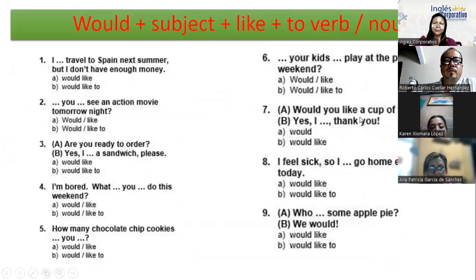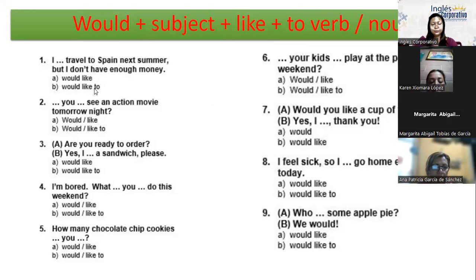Excuse me. Okay, and this is easier because you just have to choose what is the best option, what is the correct option, okay? So for example, I would like to travel to Spain next summer, but I don't have enough money. I would like to travel to Spain next summer.